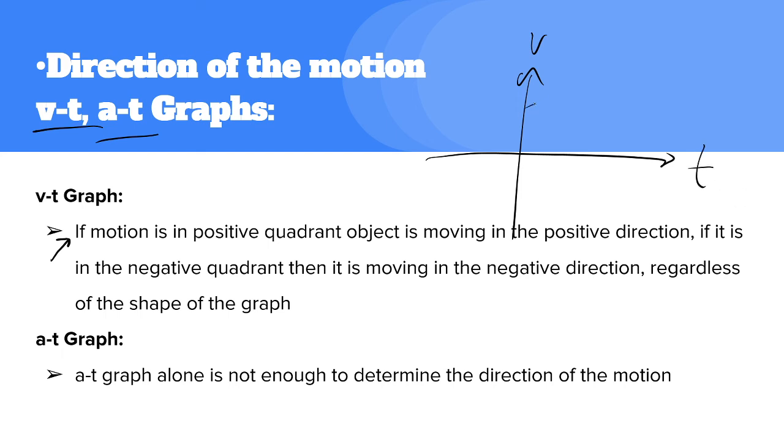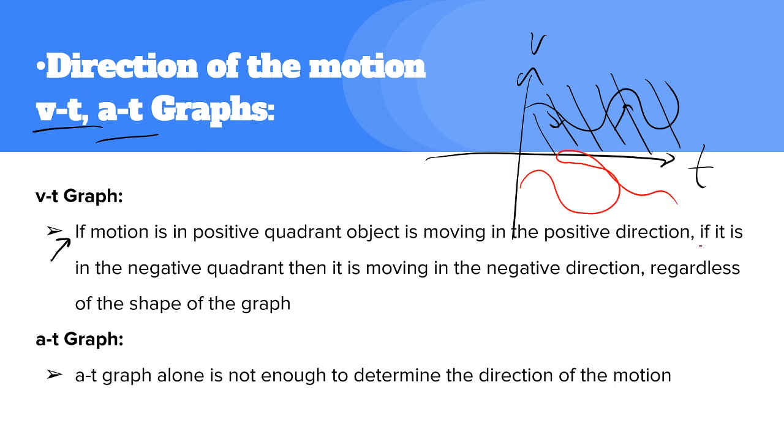So if you are moving in the positive quadrant, then you are going in the positive direction, regardless of this decrease or increase. As long as you are in a positive quadrant, you are basically going in the positive direction. However, if you're in the negative quadrant, then regardless of the decrease or increase, you are going in the negative direction, because you are in the negative quadrant of the velocity time graph.